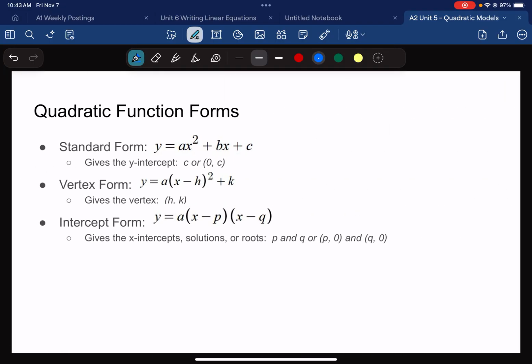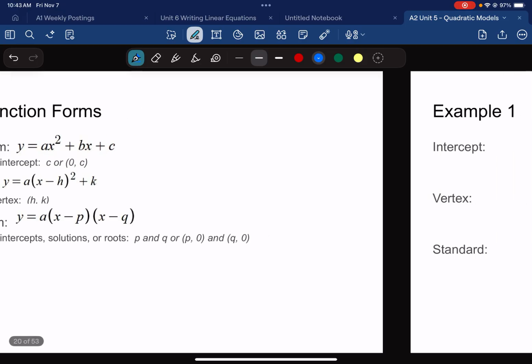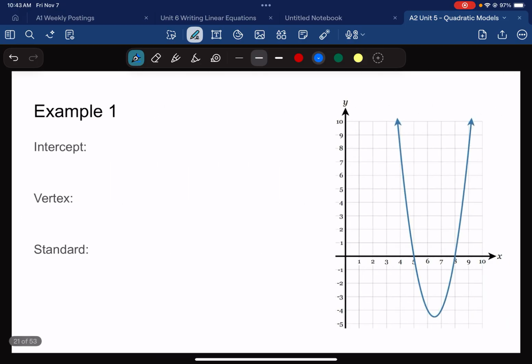Just a reminder again of what the quadratic function forms are. Standard form gives you the y-intercept. The vertex form gives you the vertex (h, k) value, and then the intercept form is going to give us x-intercepts. So those are the forms that we'll be writing, and here's an example of a graph then.